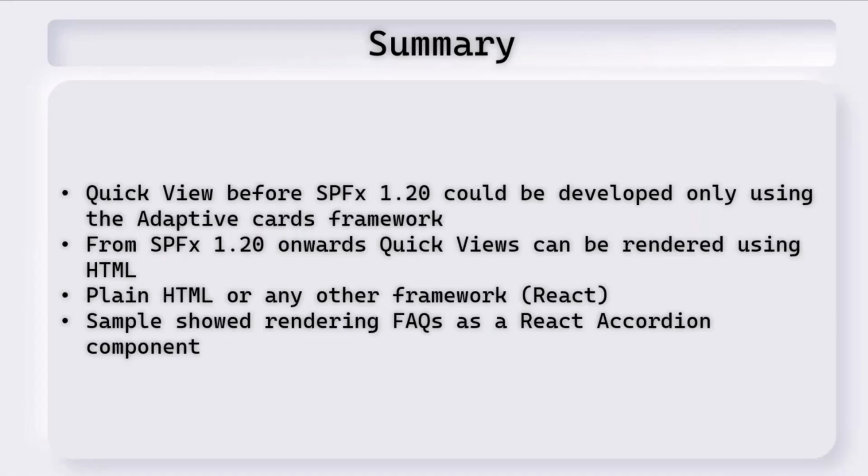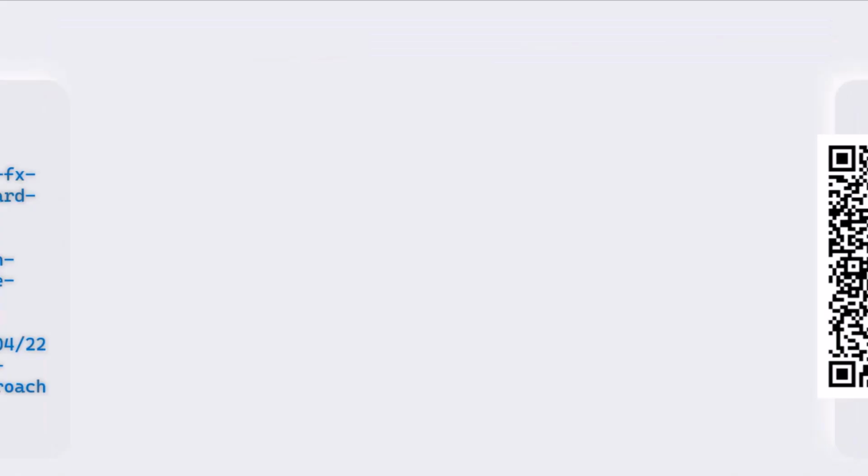So in summary, the quick view before SPFx 1.20 could be developed using only adaptive cards, but from SPFx 1.20 onwards, HTML is one of the options to render quick views. That HTML can be plain HTML or frameworks like React. So we looked at a sample which showed how we can render FAQs using the React accordion component.